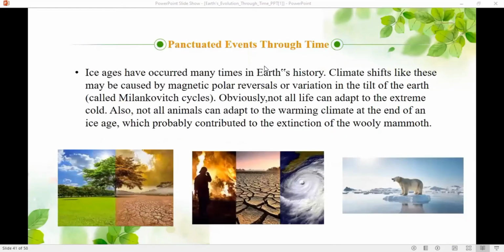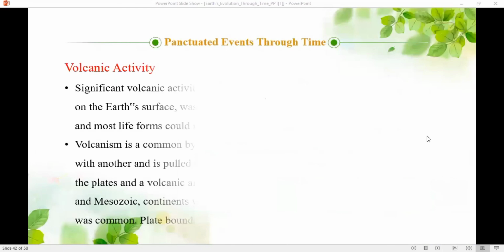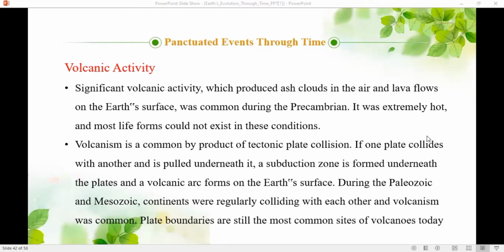Ice ages have occurred many times in Earth's history. Climate shifts like this may be caused by magnetic polar reversals or variation of the tilt of the Earth, called Milankovitch cycles. Obviously, not all life can adapt to the extreme cold. Also, not all animals can adapt to the warming climate at the end of an ice age, which probably contributed to the extinction of the woolly mammoth.